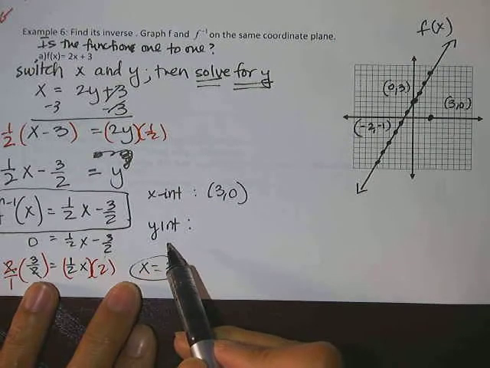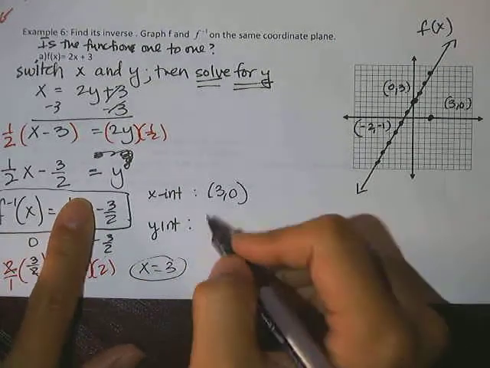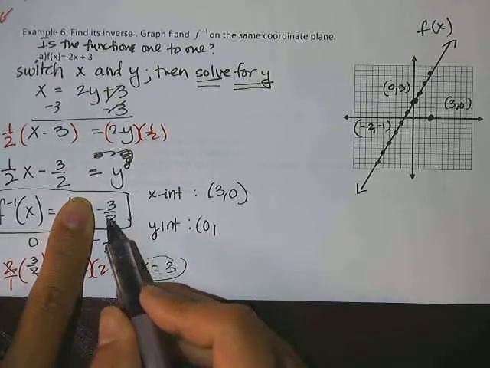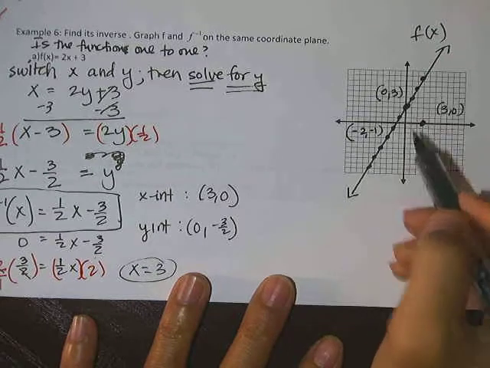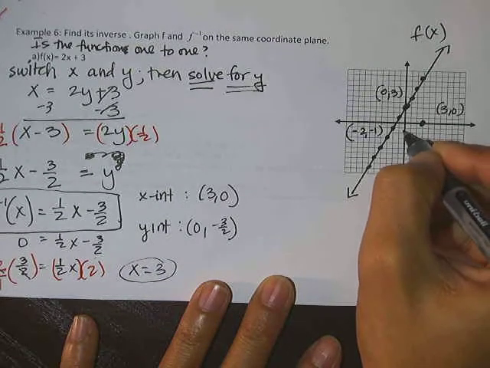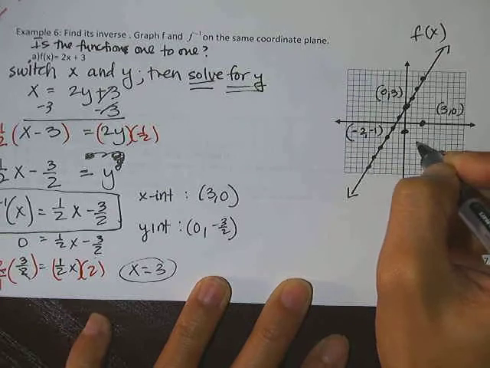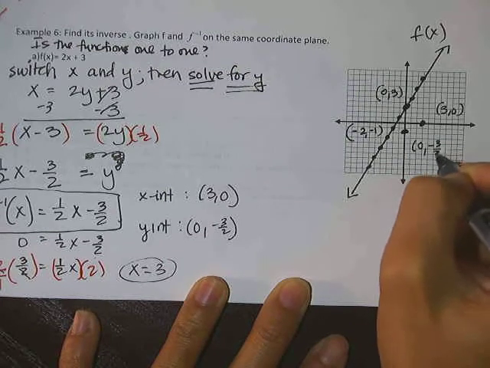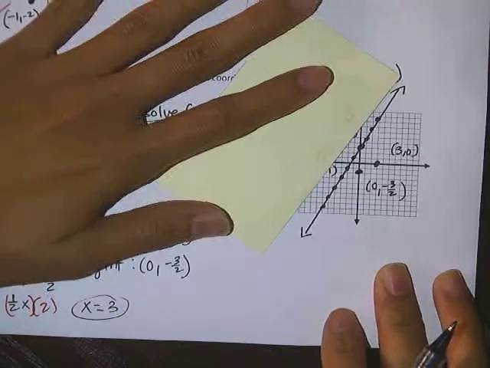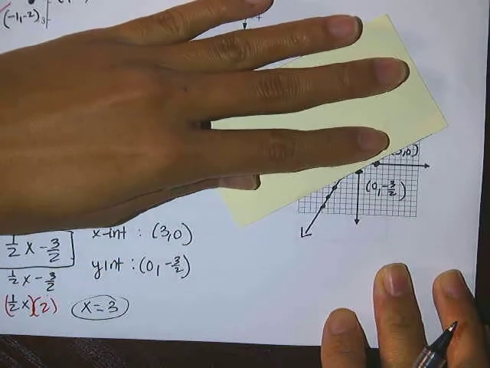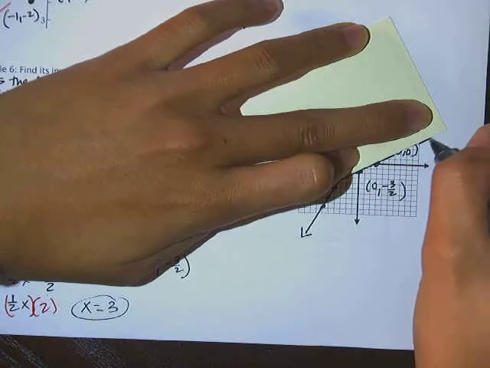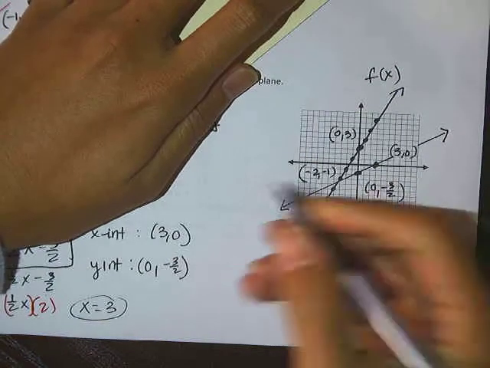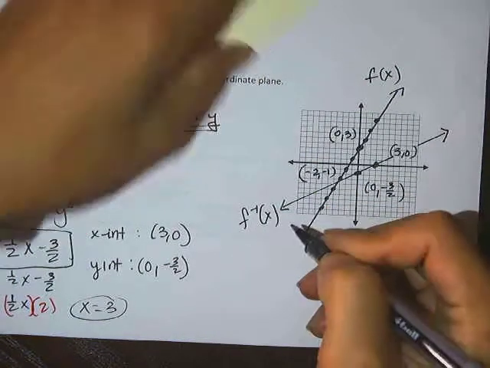Then if I were to find the y-intercept, x is going to be 0. Okay, so if x is 0, I don't even have to do the math. X is 0, y is negative 3 over 2. So when x is 0, y is negative 3 over 2. So that's negative 1.5. So I have 2 dots. 2 dots is what you always need for a line. All right. So connect my 2 dots with a straight edge. Okay, label this f inverse of x.